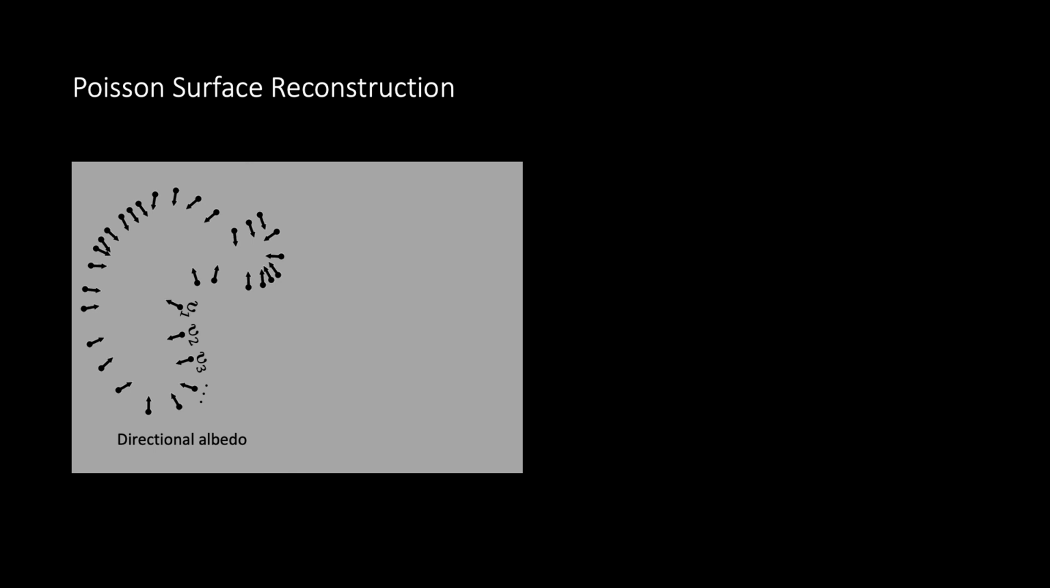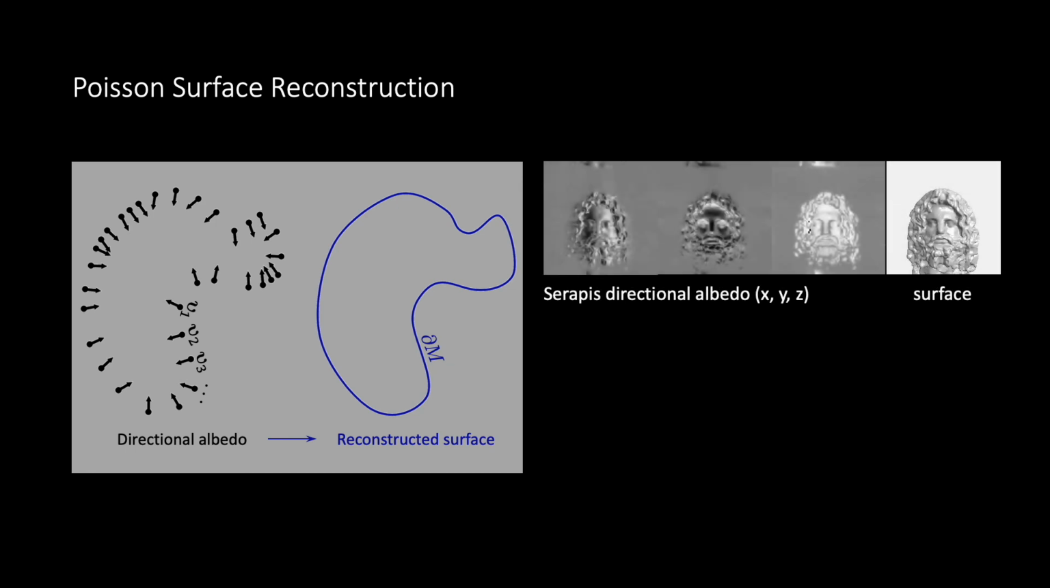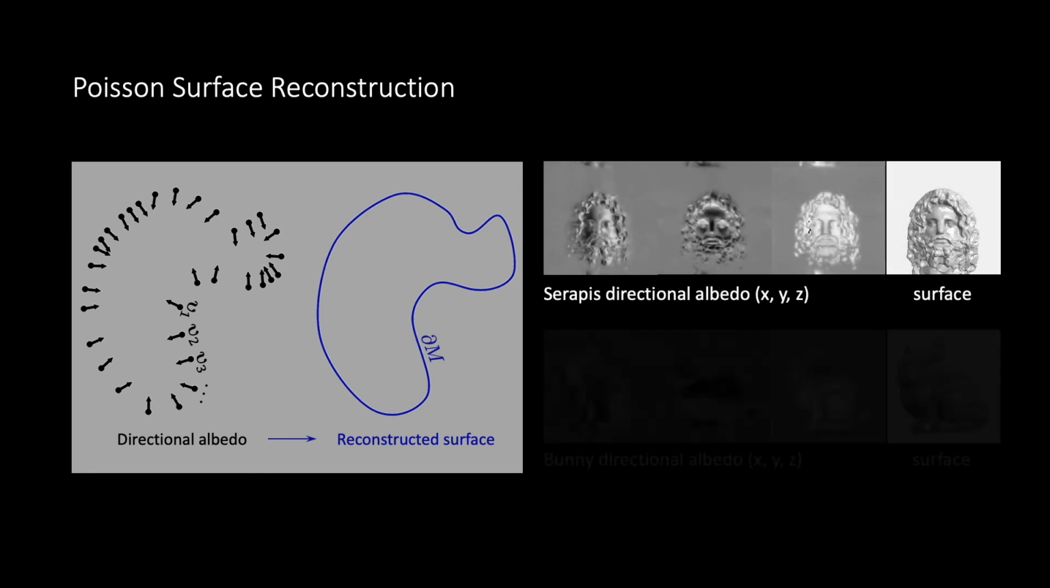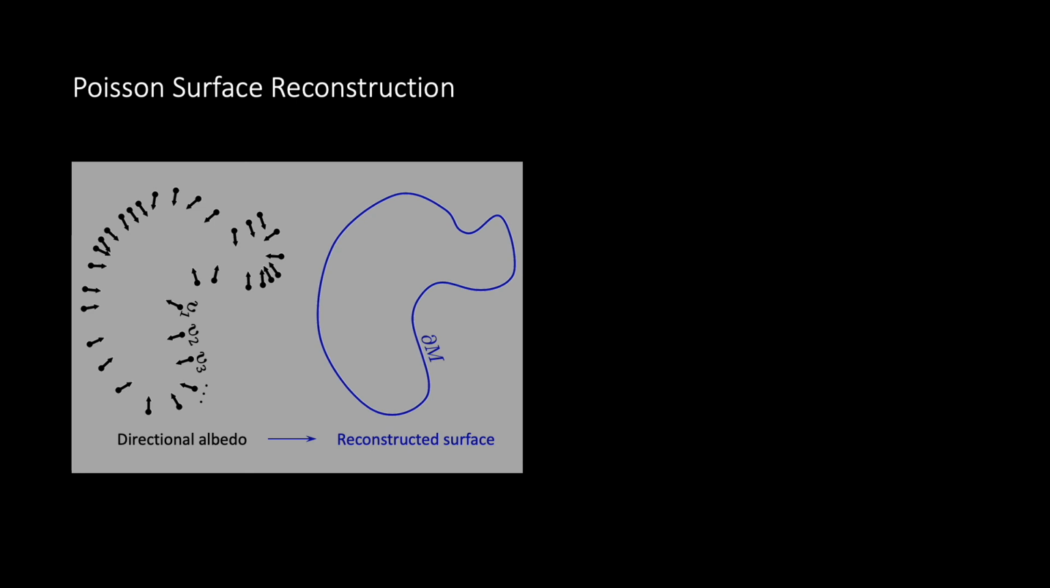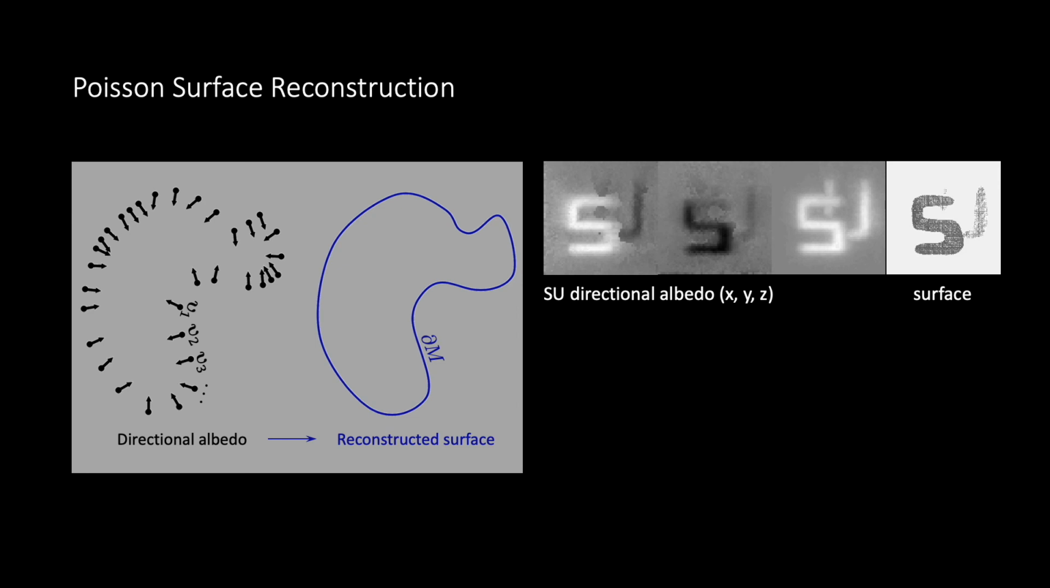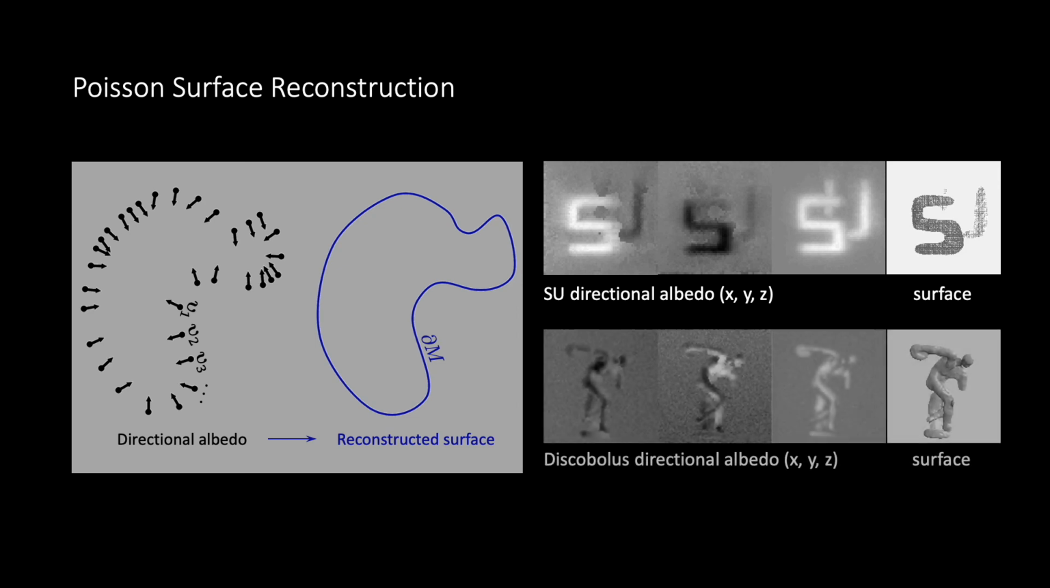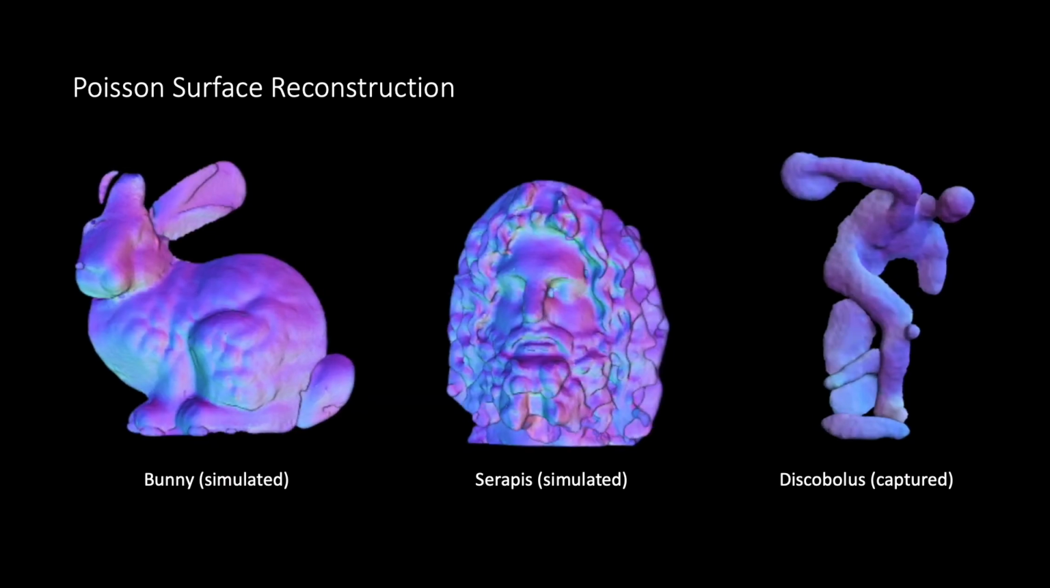Having recovered the directional albedo, we reconstruct the hidden scene surface by fitting a manifold onto the recovered normals. Here, we show the surface fitted on the simulated Serapis and Bunny scenes. Here, we now show the surfaces fitted on the captured S and U, and discus thrower scenes. Quantitative and qualitative comparisons with other methods are available in the paper.